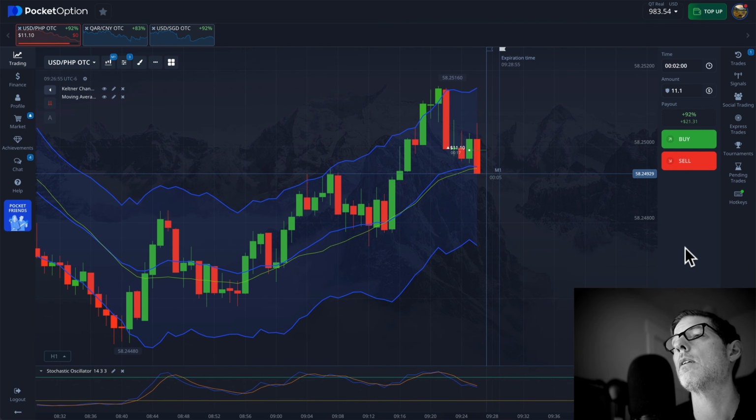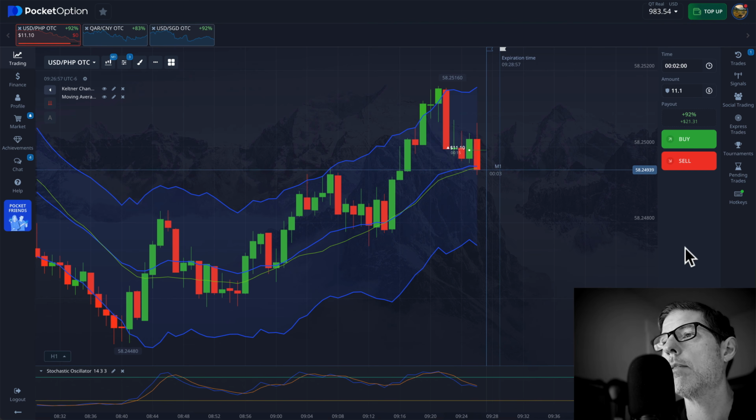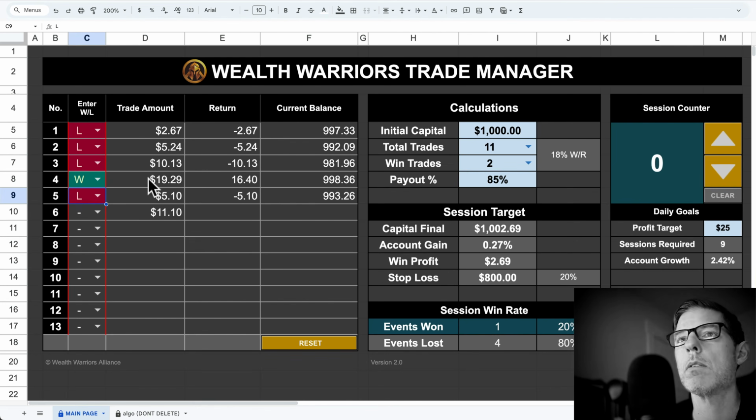Okay, so this totally flipped around on us. We got 12 seconds to go. And that's okay. So I'm going to go ahead and mark this as a loss already. We've got the next trade, which is 24.15.